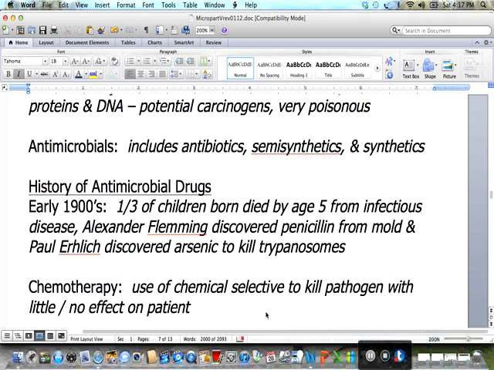Chemotherapy refers to the use of chemicals to kill pathogens with little or no effect to the patient. Please note this is different than what most people assume regarding chemotherapy being only a treatment for cancer. The name implies using chemicals as therapy.